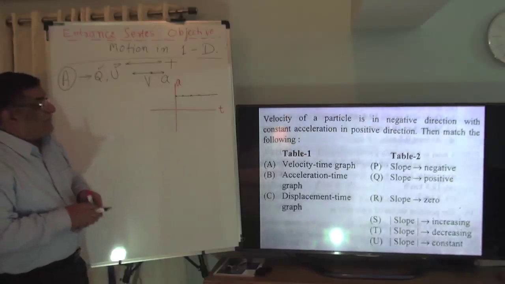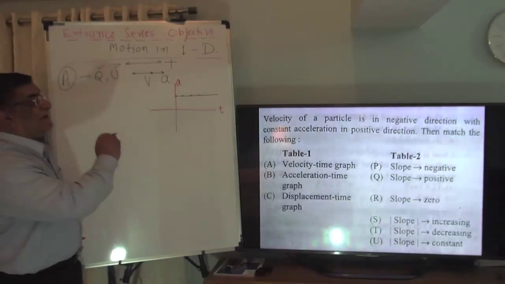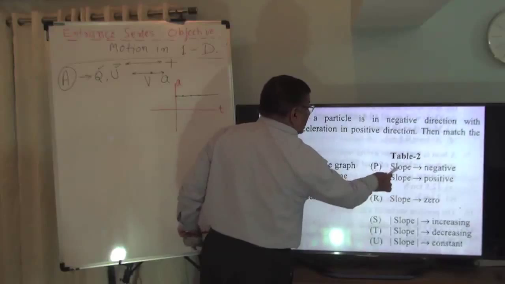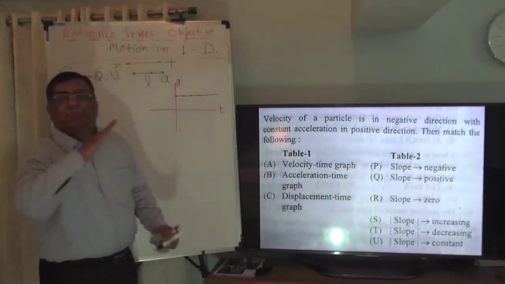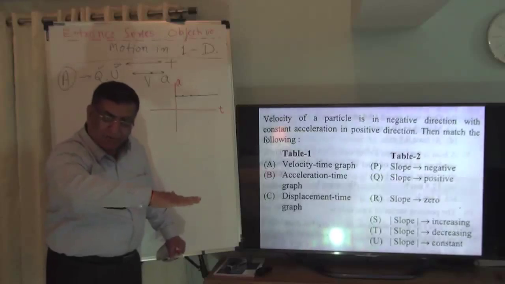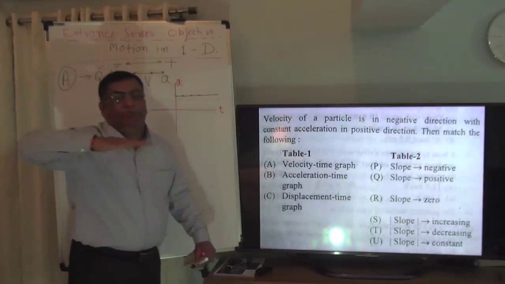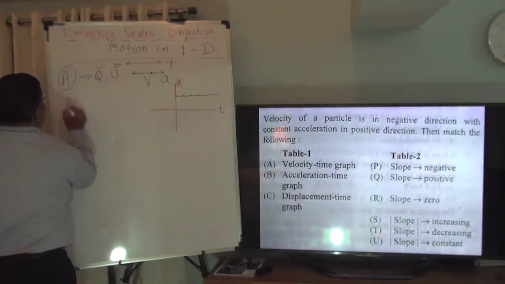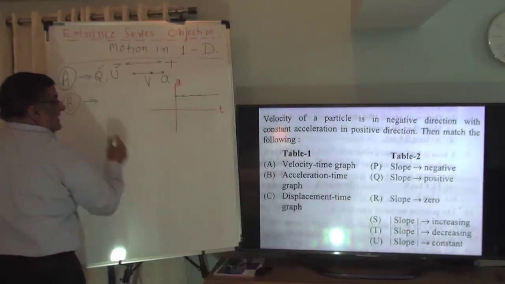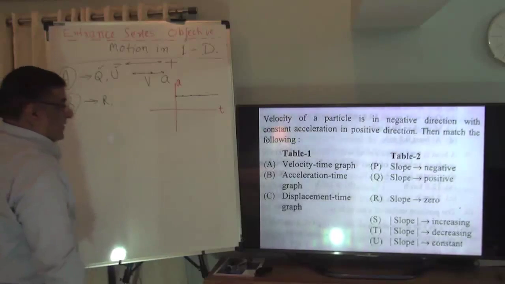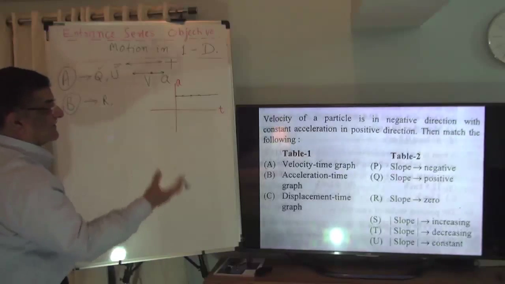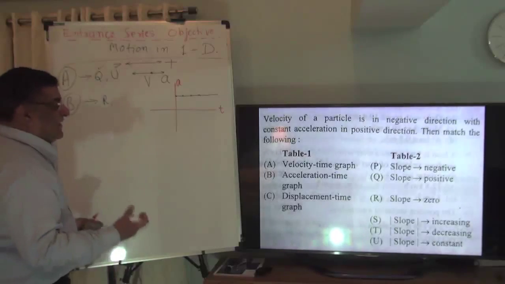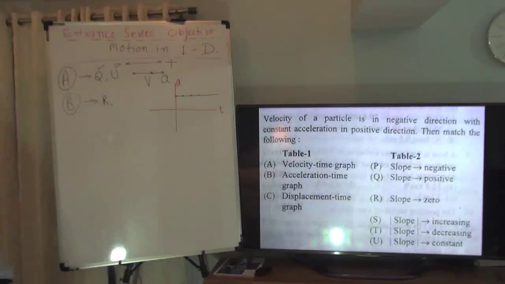Okay, now if this is acceleration to the time, then we have to find the match. First, how is the slope? Negative, positive or zero? Positive slope going up, negative slope going down this way, and zero slope going straight. So it is zero slope. So B has first match with zero slope, that is R. Then slope is increasing, decreasing or constant. No change in the slope. It remains same. We can say it is constant. So this will also be U.